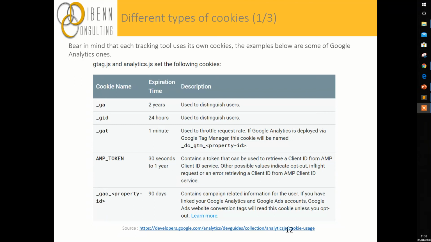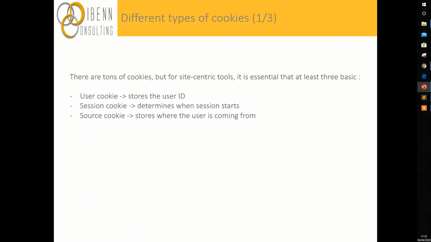All right, then, cookies, one or two things to retain. There are tons of cookies, but for site-centric tools, we need at least three. First, the user cookie, which stores the user ID. It is thanks to that cookie that you are able to tell the number of users on your website. The session cookie determines when a session or a visit starts, and this is essential to know the number of visits or sessions that were performed during a certain period of time. And then a source cookie that indicates where the user is coming from.